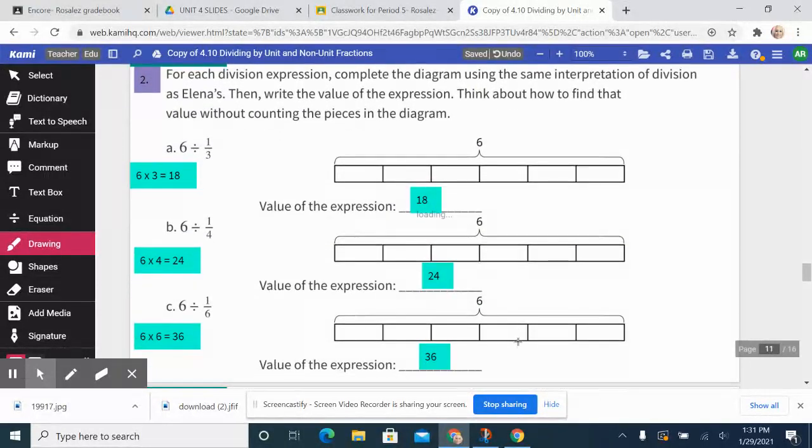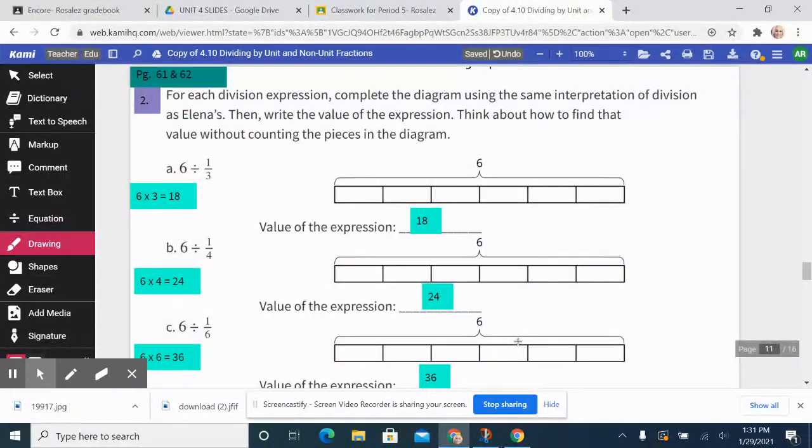And then this kind of breaks off again onto 2 pages. So 61 and 62. So I'm doing number 2. It says, for each division expression, complete the diagram. We're going to focus more on the equation and the answer. So everything that you see in these little teal boxes here, that's what you're going to be writing. Okay, so let's get practice with this.